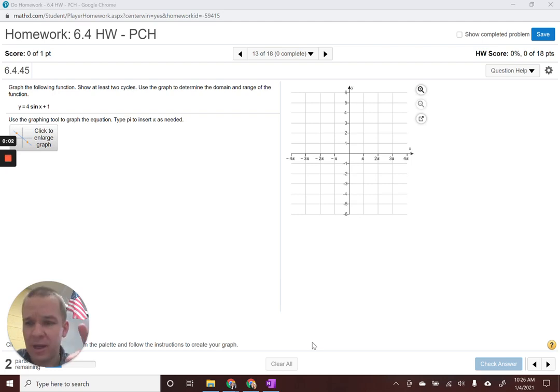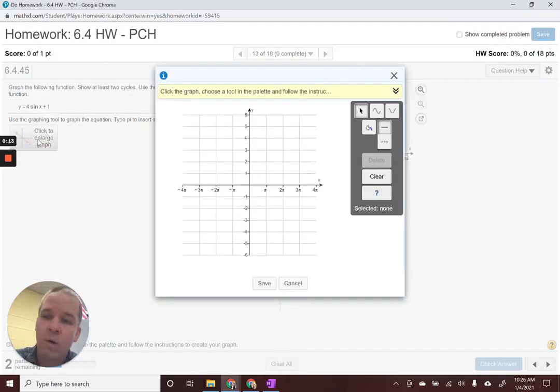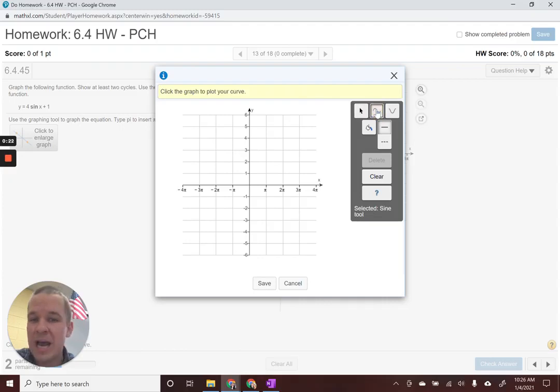So graphing in our MyMathLab can take a little bit of getting used to. So I'm going to run you guys through an example here from the 6.4 homework. First thing I'm going to do is click to enlarge this graph. We've got y equals 4 sine of x plus 1. So I'm going to pick my sine graph, which is this guy right here. Excellent. I selected the sine tool.